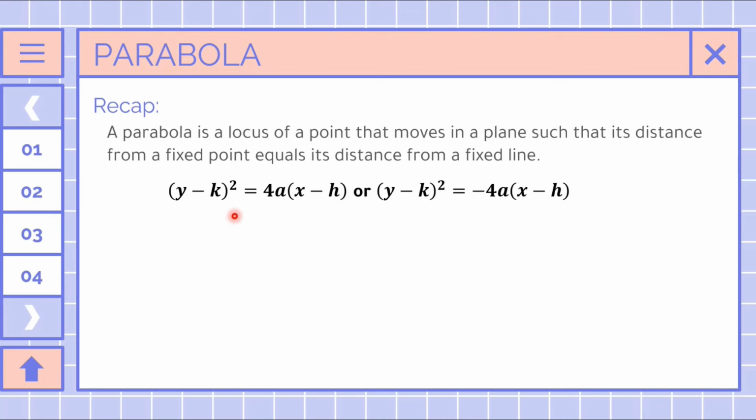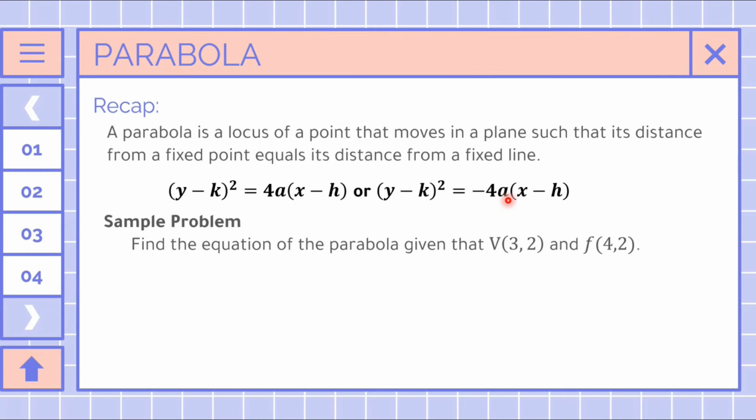So again, likewise, when we treat negative value of negative 4 as a sign that it is opposite of what is the traditional. And in our case, the positive is on the right, while the negative one is opening towards the left side. So let's try to solve this. Find the equation of the parabola given that the vertex is at 3, 2, while its focus is at 4, 2.